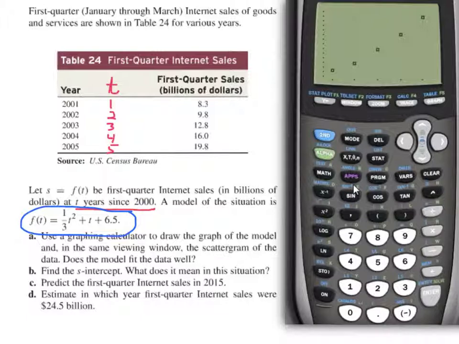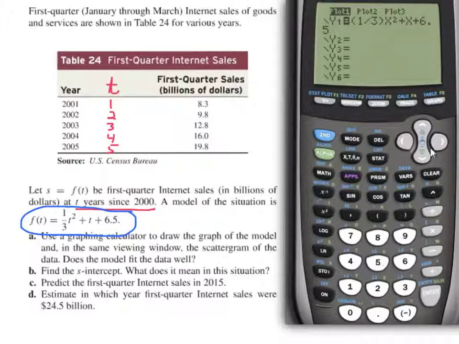So it's f of t equals 1/3 t squared plus t plus 6.5. So to graph that, we'll press y equals, and we'll go ahead and enter that equation in. I'll put the 1/3 inside parentheses. So it's 1/3 times x squared plus x plus 6.5.